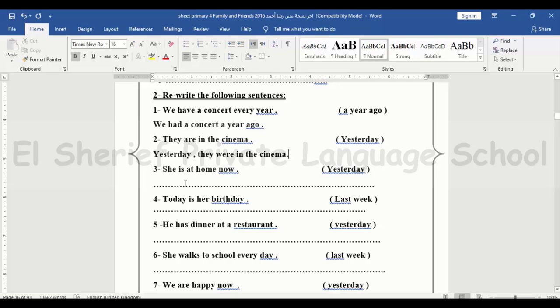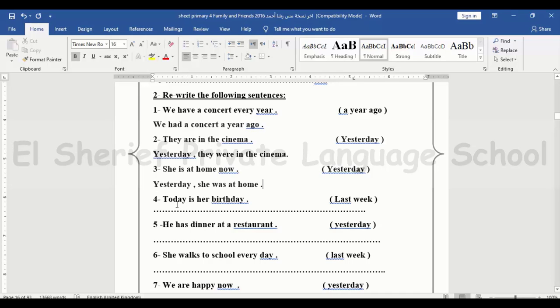Question number 3. She is at home now. Use yesterday. The same thing. Yesterday starts with Y, and here Y is capital. So we start with yesterday. Yesterday, she, the past form of is was. She was at home. And we delete now because now is a present continuous keyword. So the answer is yesterday she was at home.